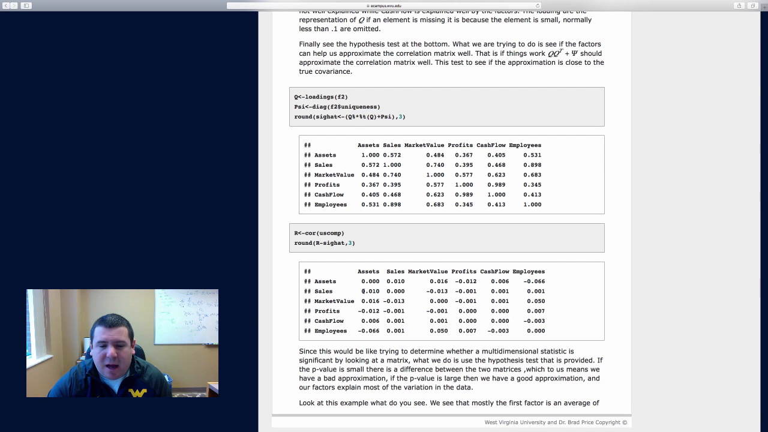You've missed the correlation between sales and assets. Of course, you're going to have this 1 on the diagonal because we know all variables correlated with themselves equal 1. We're worried about the off diagonals. Some are high, some are low. You're missing the relationship between assets and employees almost entirely. Market value, it looks like everything's kind of low there except market value and employees you're missing.